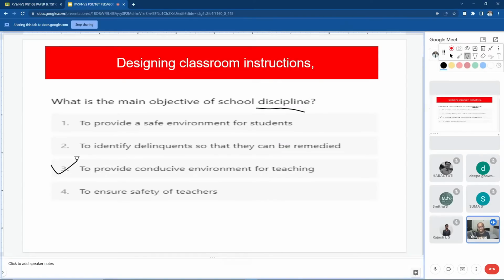Practically speaking, when you enter the classroom, if students are not ready to listen to you, if students are not sitting silently in the classroom, then you can't do anything in the classroom. 90% of the energy of the teacher in the lower classes is diverted to controlling the students rather than teaching. So that's why primary teachers get more exhausted after completion of school hours.